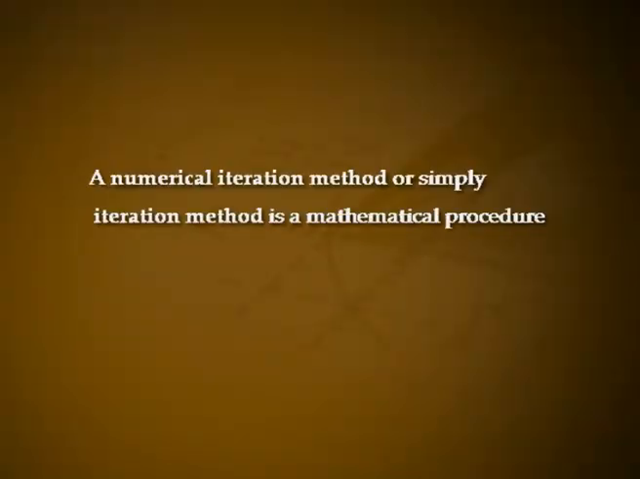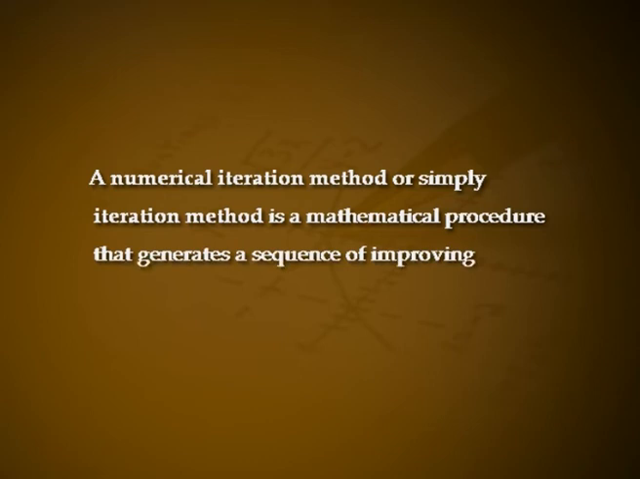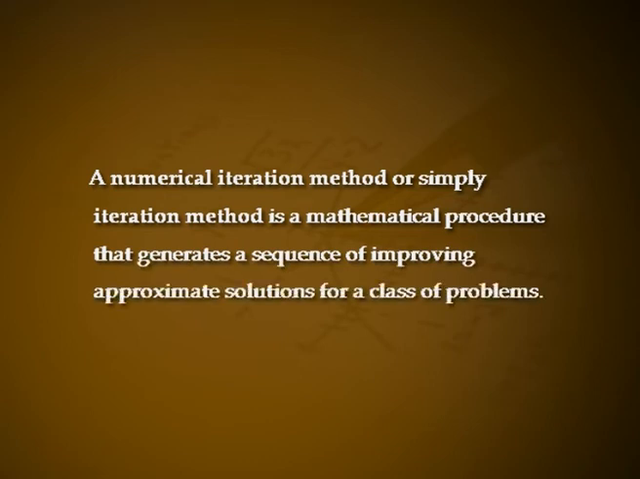A numerical iteration method or simply iteration method is a mathematical procedure that generates a sequence of improving approximate solutions for a class of problems. A specific way of implementation of an iteration method, including the termination criteria, is called an algorithm of the iteration method. In the problems of finding the solution of an equation, an iteration method uses an initial guess to generate successive approximations to the solution.